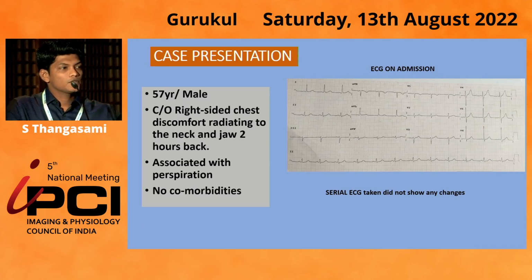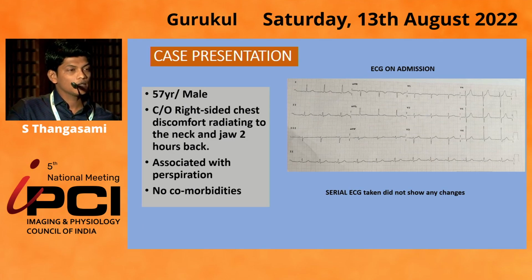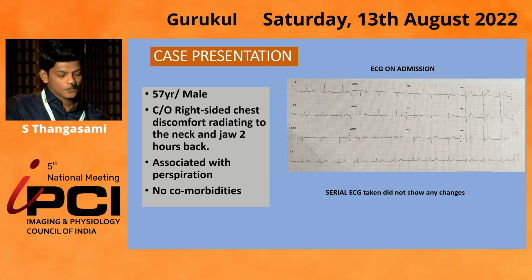He came with complaints of right-sided chest pain, chest discomfort radiating to the neck and jaw 2 hours back. He did not have any persisting chest pain at the time of his admission. He complained of associated perspiration. He had no other comorbidities earlier. ECG on admission did not show any significant changes. Serial ECGs taken every 2 hours also didn't show any changes.